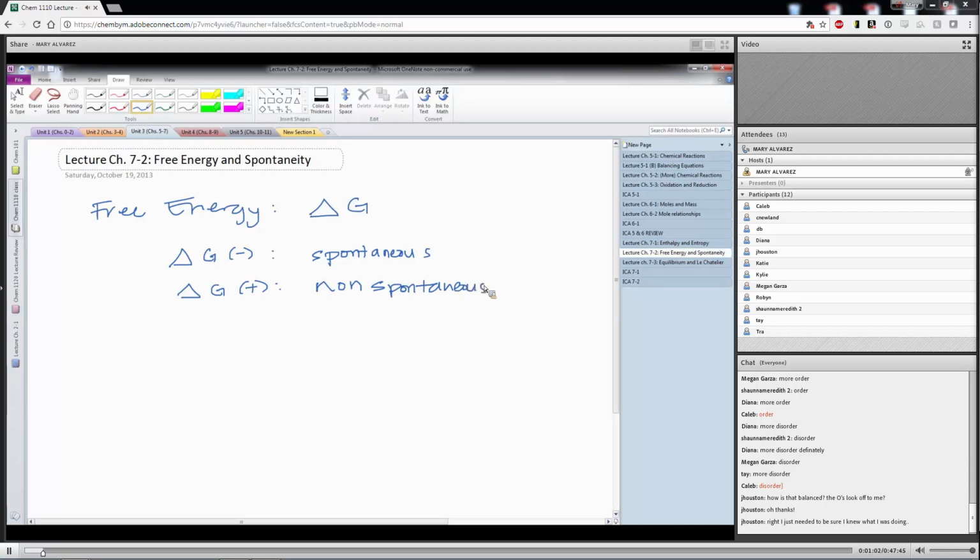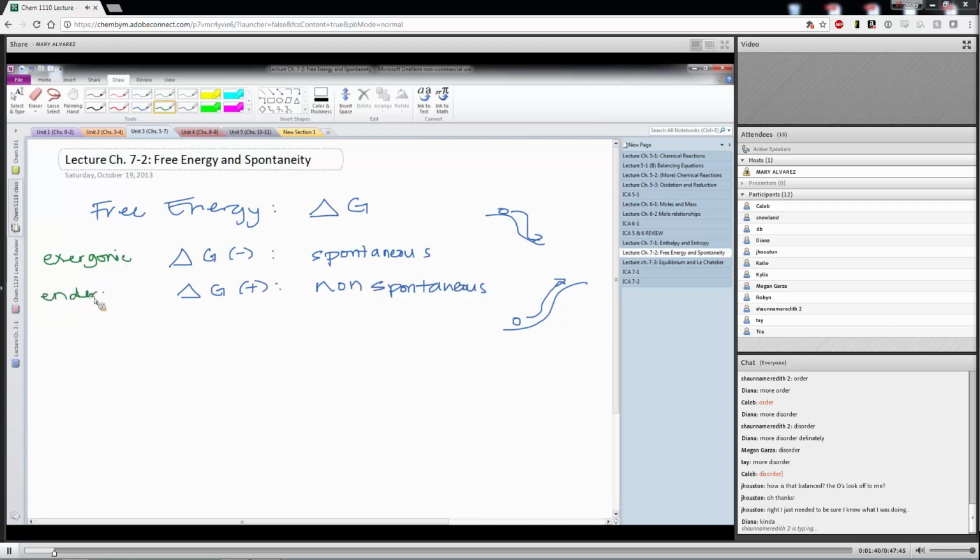Or in other words, if delta G is negative, then it's a downhill process to get from here to there. But if delta G is positive, then it would be like an uphill process to get from here to there. Balls don't roll uphill, they only roll downhill. Does that make sense? Kind of. When delta G is negative, we're going to call this exergonic. And when delta G is positive, we're going to call it endergonic.